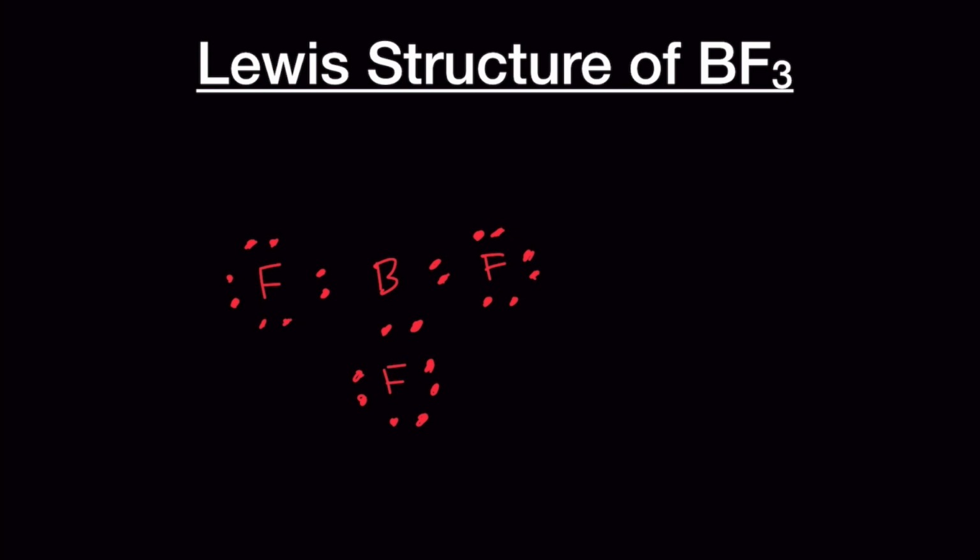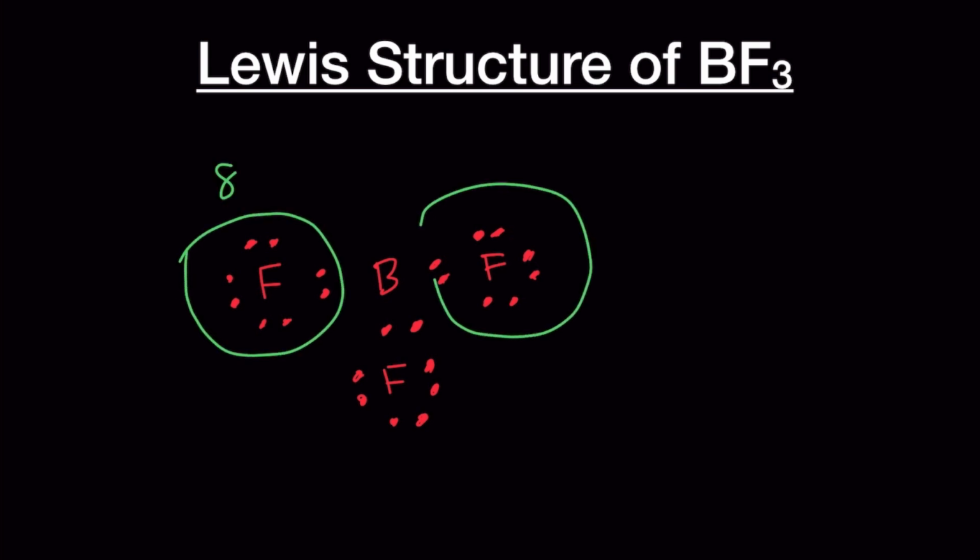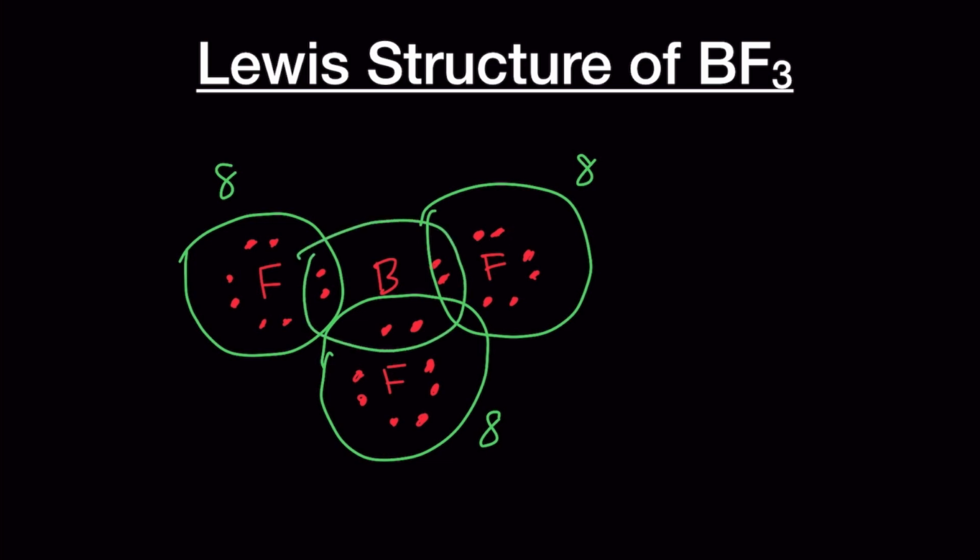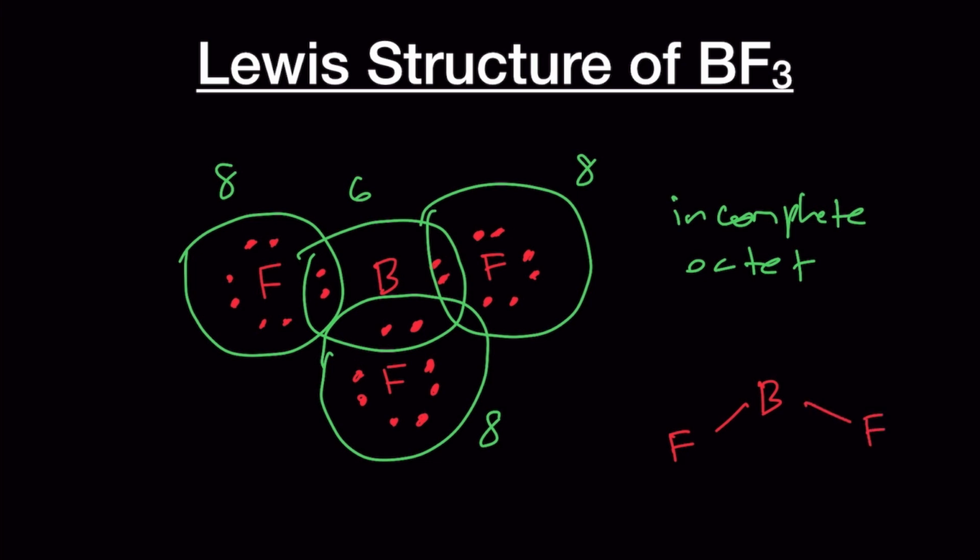Now let us check the octet configuration. Each fluorine atom in BF3 will satisfy the octet configuration. However, the boron atom won't satisfy the octet configuration because we have only 6 electrons around boron. This is the reason BF3 is an example of incomplete octet, or we can write the structure this way too. With the 3 chemical bonds, one can place the structure this way too.